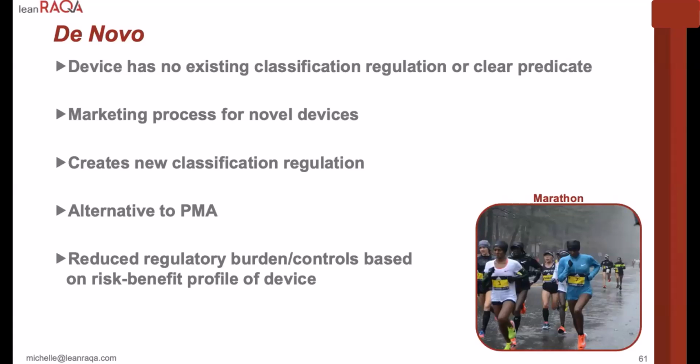This is the marketing process for a novel device, either novel technical features or novel indication. It is intended for devices that are of moderate risk, devices that are likely going to be classified into class 2, maybe class 1. It's really not for higher risk devices. The end of the de novo process creates a new classification regulation. It is an alternate to the pre-market approval, and it's supposed to be a reduced regulatory burden and controls based off of a risk-benefit profile of the device.